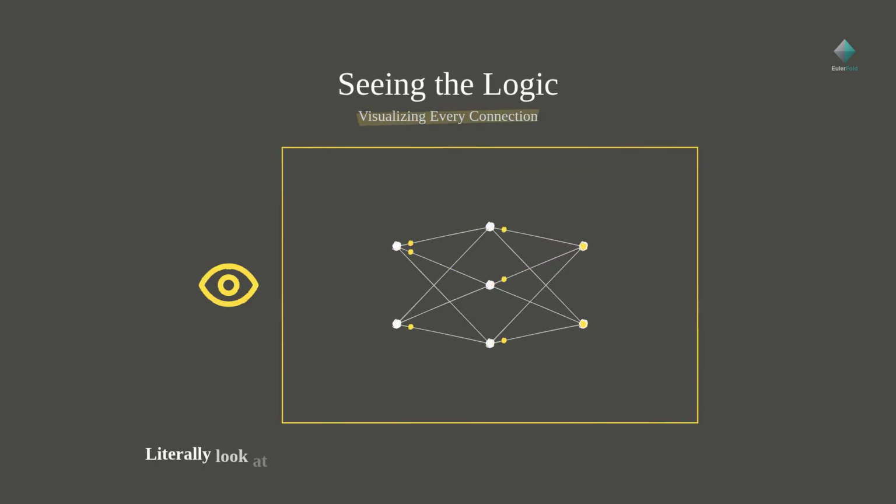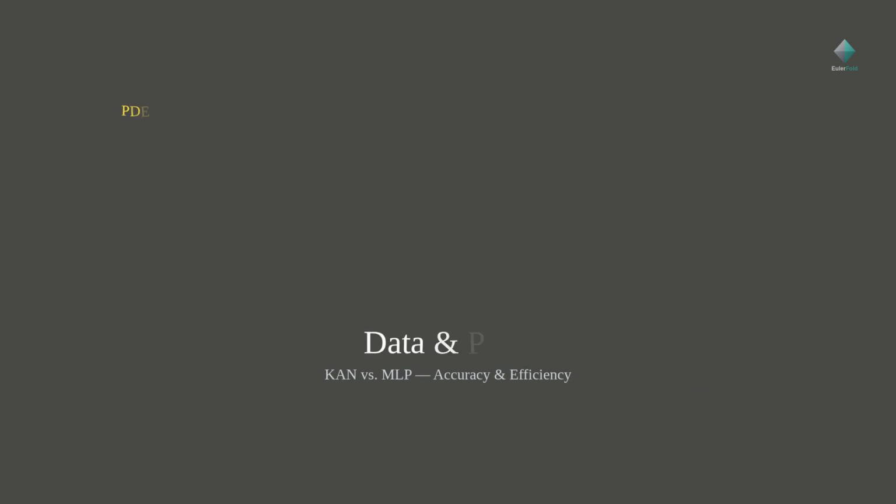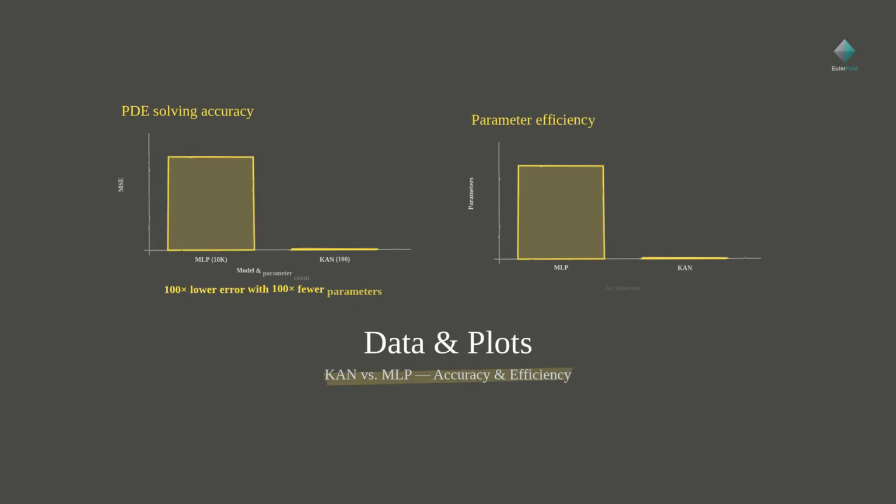And here's the elegant result of this structure. Because each edge is learning its own shape, when training is done, you can literally look at the network and see what mathematical relationship each connection learned. You can visualize the whole thing. That's the interpretability claim, and it's a real one.